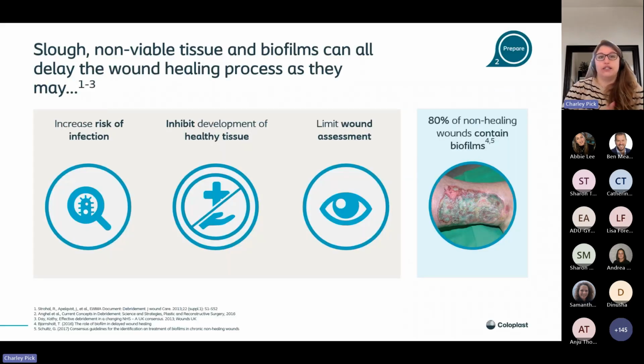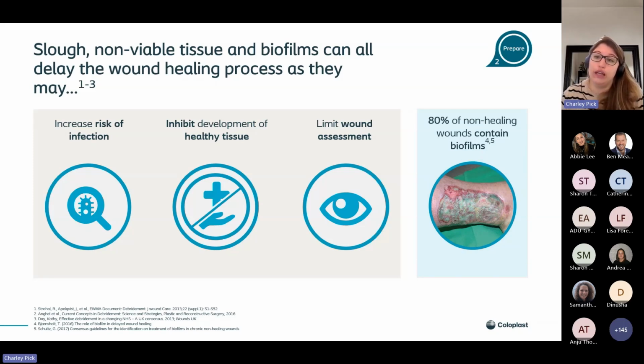So wound preparation. Slough, non-viable tissue and biofilms can all delay the wound healing process because they can increase the risk of infection, they can inhibit the development of healthy tissue, and they can limit wound assessment. Now, if you've got a wound that is full of devitalized tissue, you don't actually know what's going on in the wound bed because you can't see it. And that means that healthy tissue can't develop because it's limited. So we need to make sure that we remove all of that.